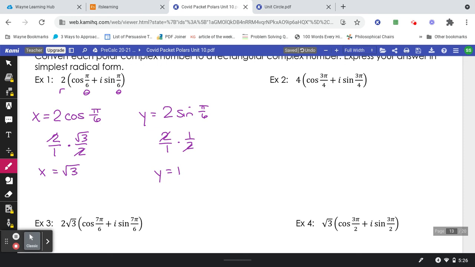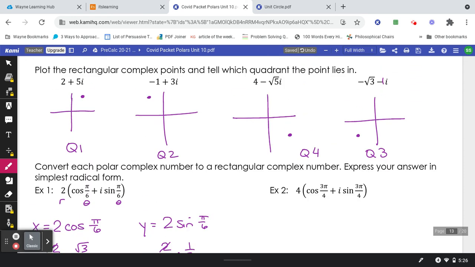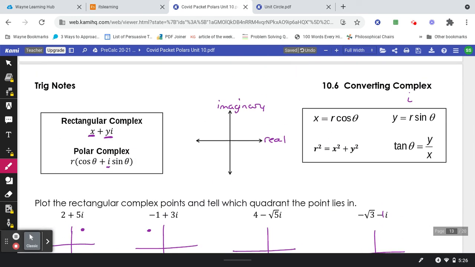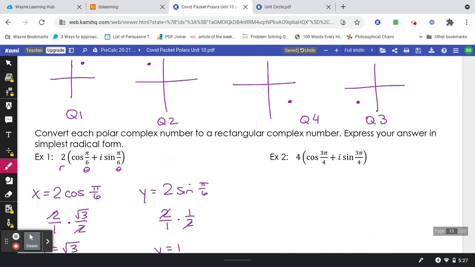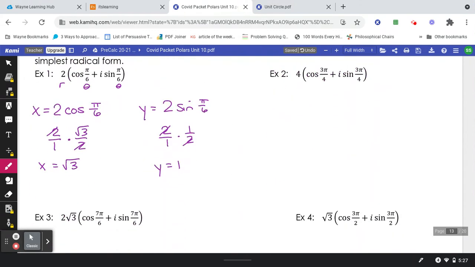Now, instead of just writing this as an ordered pair, we want to write it back in this format right here. So you want to write your answer as x plus yi. So x plus yi, and there we have it. You could leave the 1 off if you chose, but feel free to put it there if you need. I believe Delta Math accepts the 1 there.